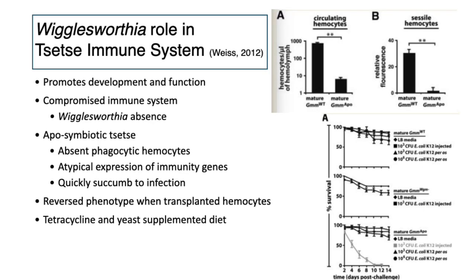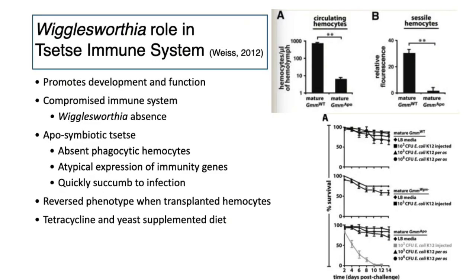Now we're going to take a closer look at Wigglesworthia's specific role within the tsetse's immune system. So it's going to promote development and function of the system. When it is gone, we see that it compromises the immune system. There was a study that performed an experiment to look at the effects on the tsetse fly with the absence of Wigglesworthia. So they studied wild type and an aposymbiotic tsetse, so one that used to have all of its symbionts and then has been cleared with tetracycline, which is an antibiotic treatment.